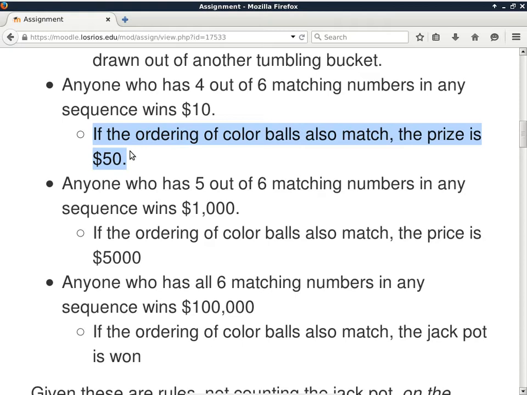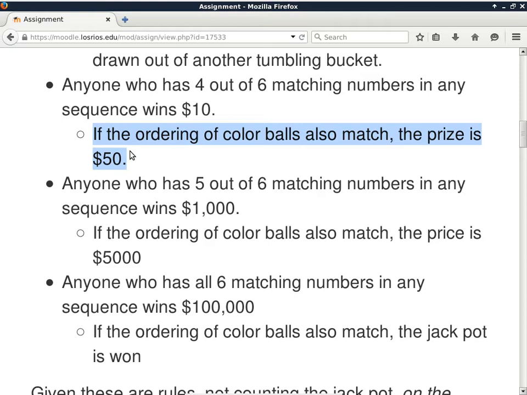So to win $10, that means out of these 6 numbers, exactly 4 have to match, and the color sequence is not matching. If you have 4 out of 6 numbers matching, and the color sequence is also matching, then you get $50. Is that okay so far?